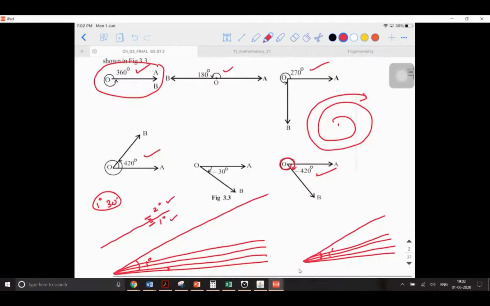So there are three important points that we consider. We understood what is an angle. Angle is a rotation made by one ray with respect to another. When I say with respect to, one is fixed and one is rotated.